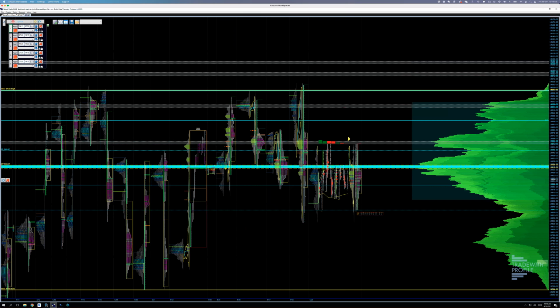As I zoom out here, you can see that we've been essentially trading in this range from really from last week's low. We traversed it this last week, but we've been in this range. And so this is really representing a profile of that whole range.